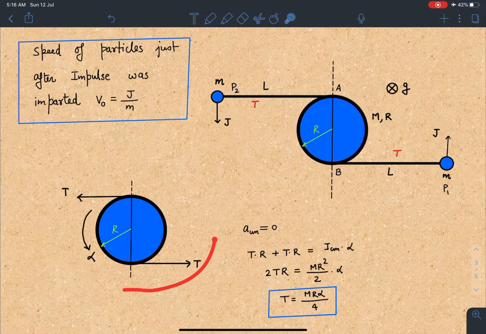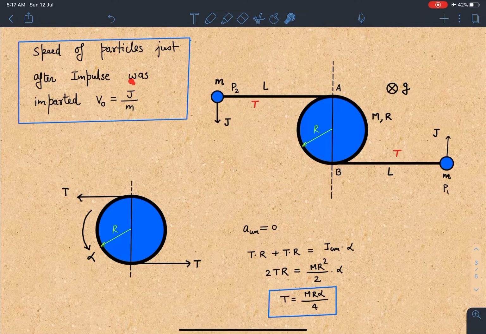However, due to the torque provided by the tension force, the cylinder will have a tendency of rotation. It will generate an angular acceleration of alpha. So by using torque about center of mass, I can write net torque as 2Tr, and that should be equal to I_CM into alpha, where I_CM is the moment of inertia about an axis passing through the center and perpendicular to the plane of the paper. So when we substitute that value, I_CM is mr square by 2 for solid cylinder. So we are getting this T as mr alpha by 4.